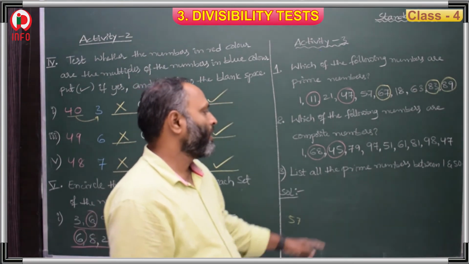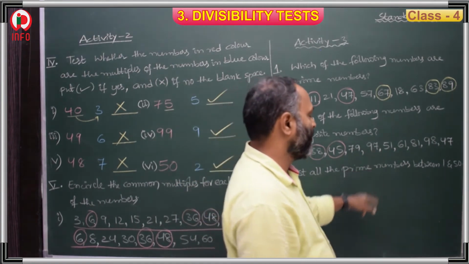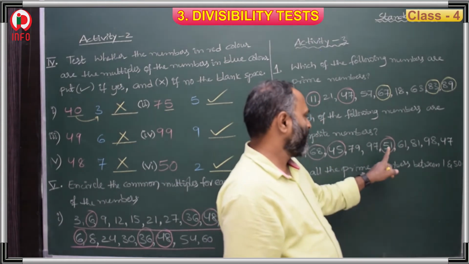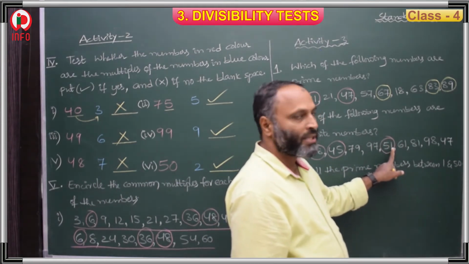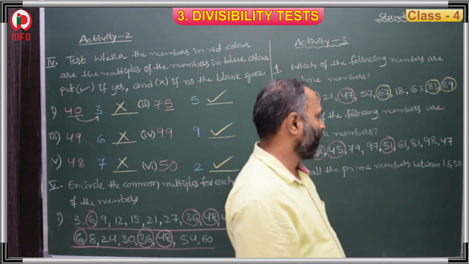Then 79 is a prime number. 97 is a prime number. 27 is a composite number. Why? 2 plus 7 is 9, which is divisible by 3.